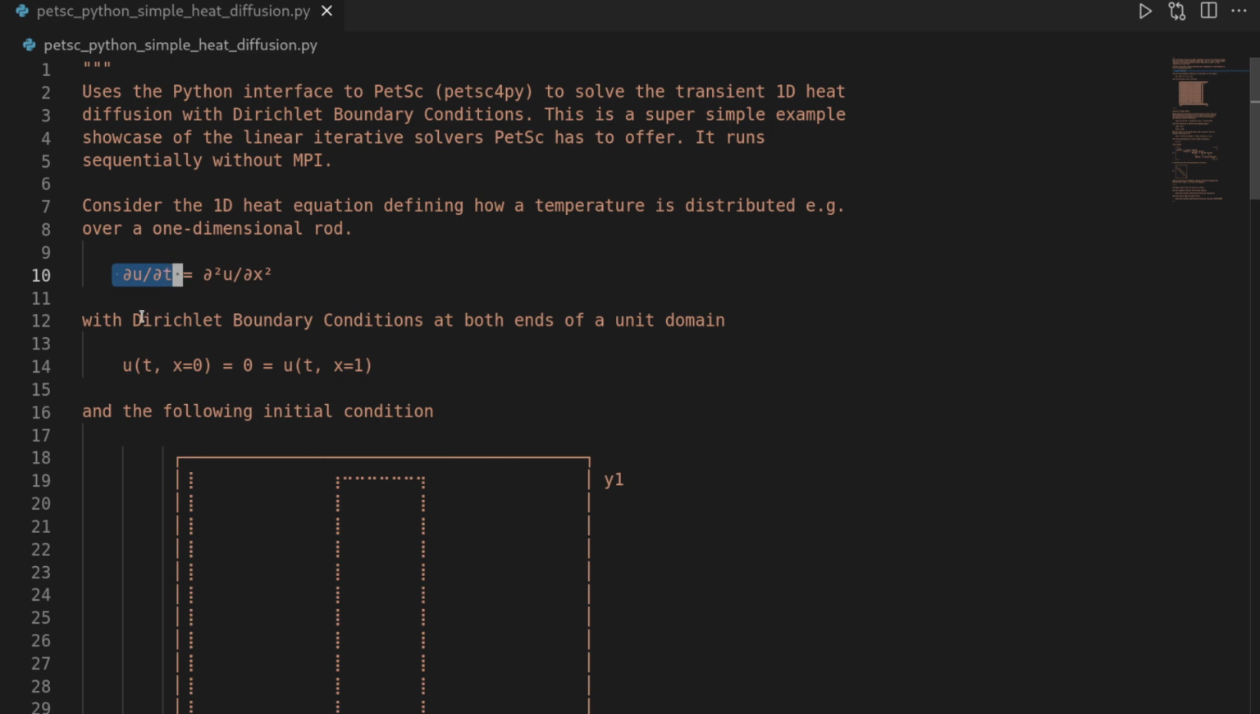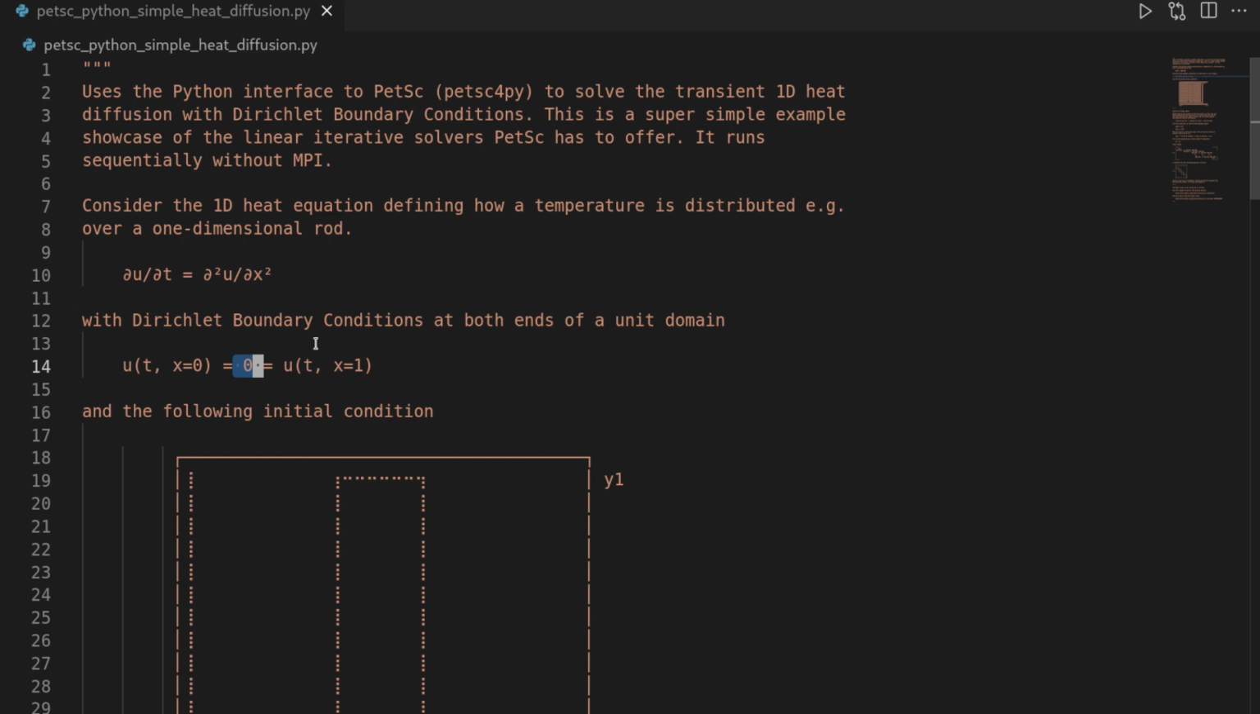Then, as said, we will have Dirichlet boundary conditions, and in the most simple case, we have homogeneous Dirichlet boundary conditions. That means that at every point in time, our solution will be zero at the two boundaries of the domain, so at the left end and at the right end.